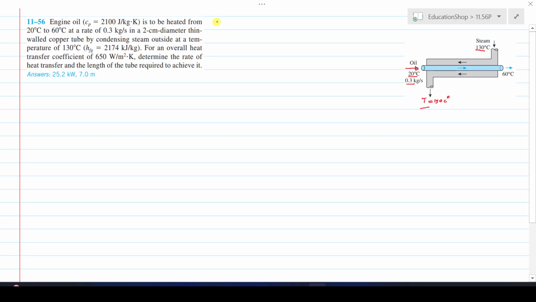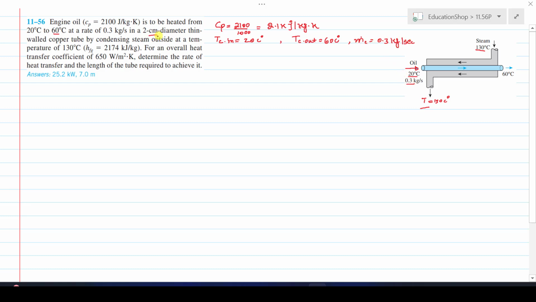Let me write the data that is given in the statement. First of all, the Cp value is 2100 joule per kg Kelvin. We are interested to convert this value into kilojoule, so we divide by 1000, and it will be equal to 2.1 kilojoule per kg Kelvin. The inlet temperature of the cold fluid, T cold in, is 20 centigrade. The mass flow rate of the cold fluid is 0.3 kg per second.